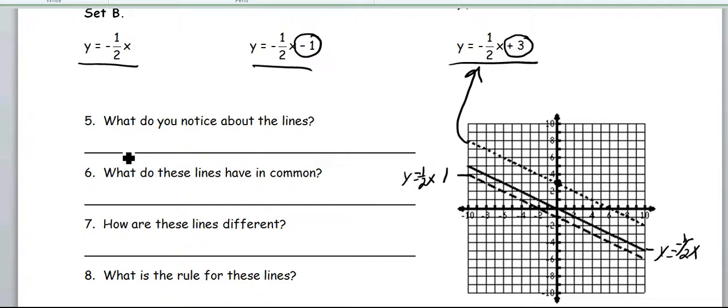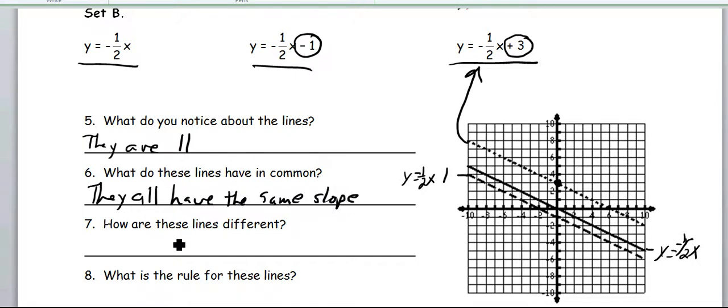Again, what do we notice about these lines? They are parallel. And this is our symbol for parallel. What do the lines have in common? Well, they all have the same slope. How are the lines different? They have different y-intercepts.